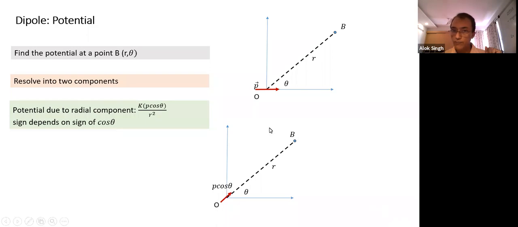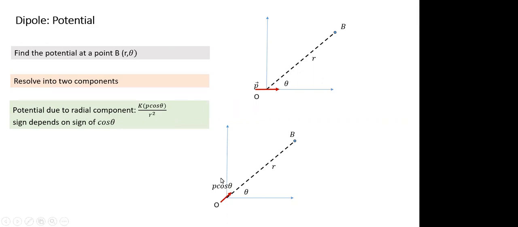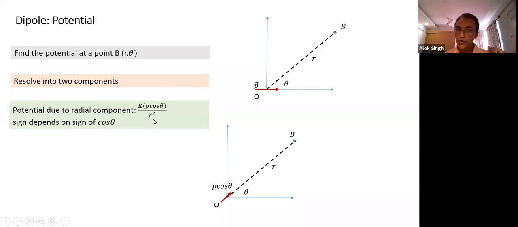P is not p here. P is which component? We have taken the radial component, along the direction of OP, p cos theta. So in place of p, I substitute p cos theta, and the distance is r, so k p cos theta by r square. That's the potential. The sign will depend on cos theta. When cos theta is positive, this term will be positive. When cos theta is negative, this term will be negative.